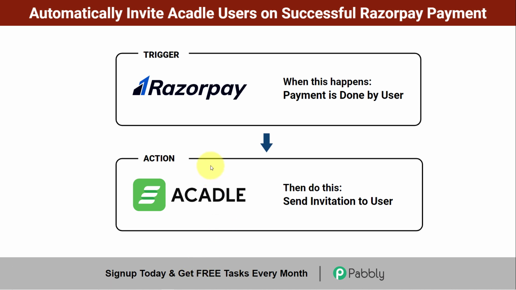Yes, you just need to set an automation in between these applications with the help of an automation software, and after that, every time someone makes a payment, they will automatically receive an invitation via Acadle without you doing anything manually. Want to learn how you can also set this automation for yourself? Come with me and I'll show you the whole process step by step.